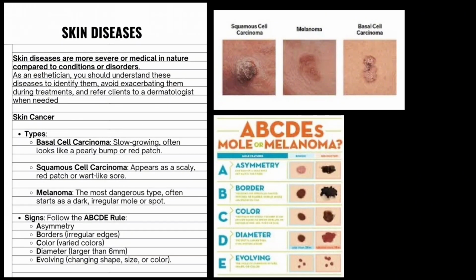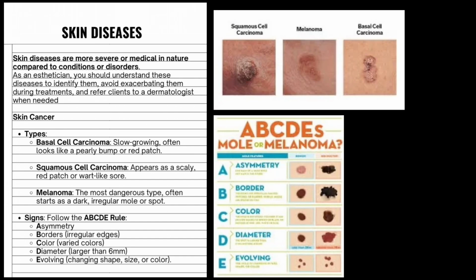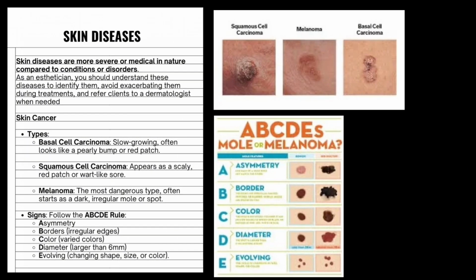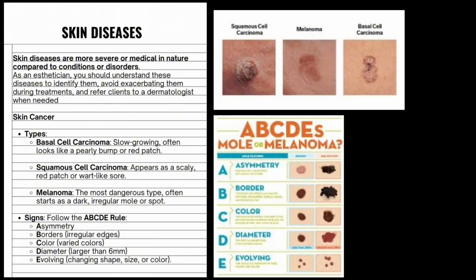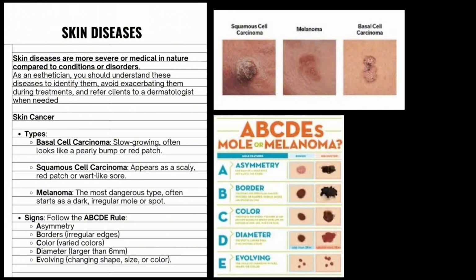Skin diseases are more severe or medical in nature as compared to conditions or disorders. Skin cancer, basal cell carcinoma. Slow growing, often looks like a pearly bump or red patch. Squamous cell carcinoma. Appears as a scaly red patch or wart-like sore. Melanoma. The most dangerous type often starts as a dark irregular mole or spot.